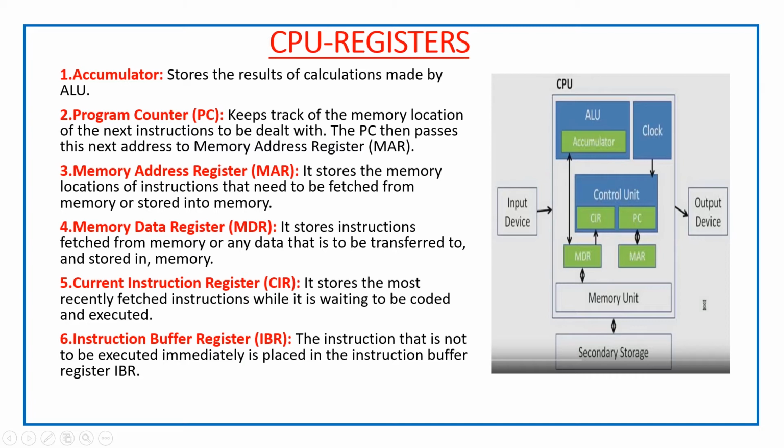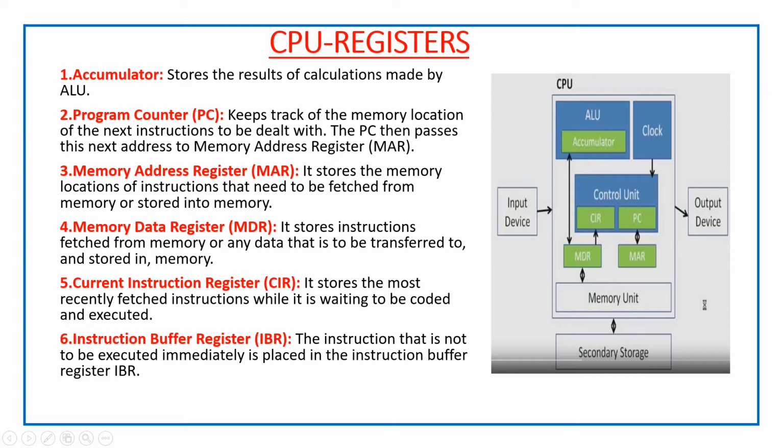The memory address register stores the memory location of instructions that need to be fetched from memory or stored into the memory. So the function of the MAR is that it stores the memory location of the instruction that needs to be fetched from the memory or stored in the memory. Next is the MDR, that is the memory data register.